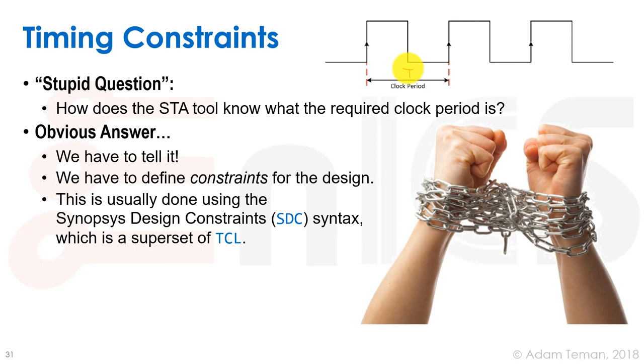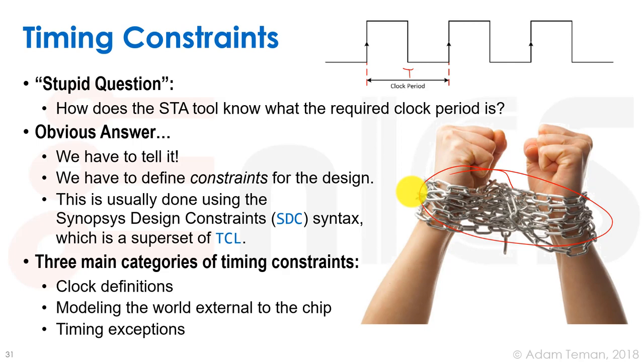And the obvious answer is that we have to tell it. We have to define constraints for the design. We have to bound the design into a certain type of an envelope that it has to meet. This is usually done with what's known as the SDC, or Synopsys Design Constraint syntax. It's a superset of Tcl. Okay, there are three main categories of timing constraints: clock definitions, the things that we tell it about the clock itself, there's modeling the world external to the chip, and there are timing exceptions. In addition, we'll discuss design rules that we can also define through SDC syntax.